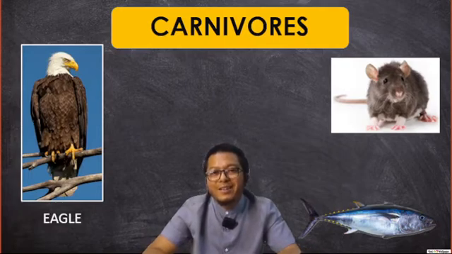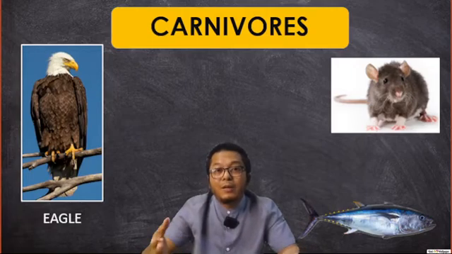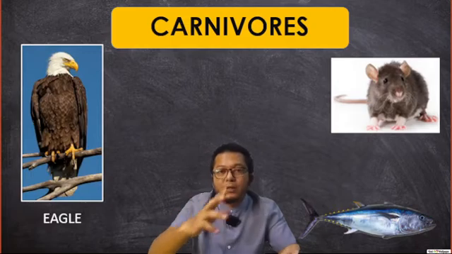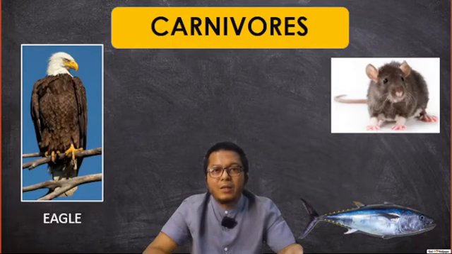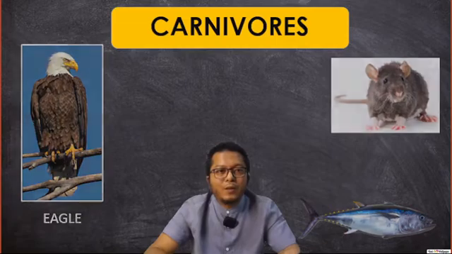Maybe it can eat mice. It looks like a rat but smaller. It depends. Maybe it eats birds too. But usually this type of animal eats something smaller than their body.